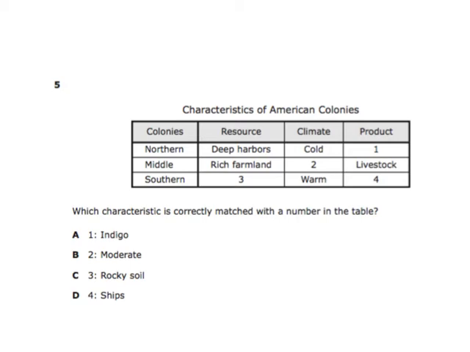Characteristics of American colonies. So you have 4 columns, and then underneath these we have the northern, the middle, and the southern. So the northern, their resource was deep harbors, their climate was cold, and then you have a number 1 under their product. In the middle, they had rich farmland was their resource, a number 2 under climate, and under their products, the middle colonies had livestock. And then the southern colonies, you have a 3 under resource, and under climate it says warm climate in the southern colonies, then a 4 under their product. Which characteristic is correctly matched with a number in the table?